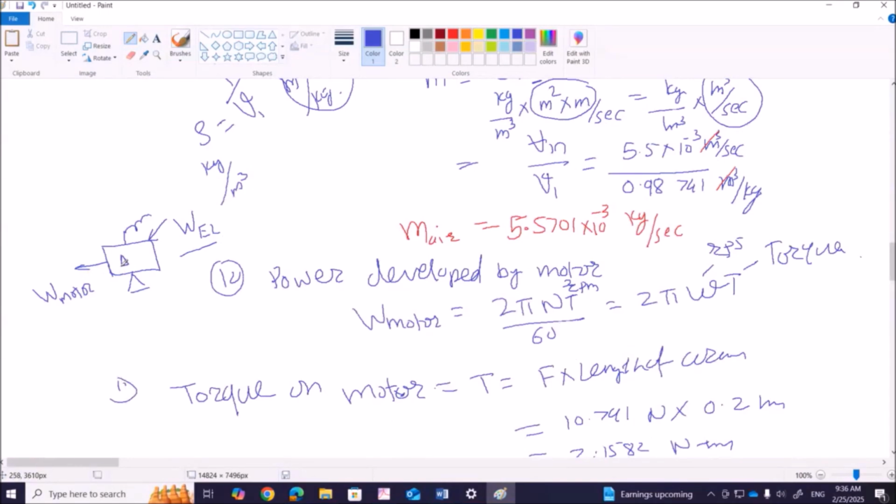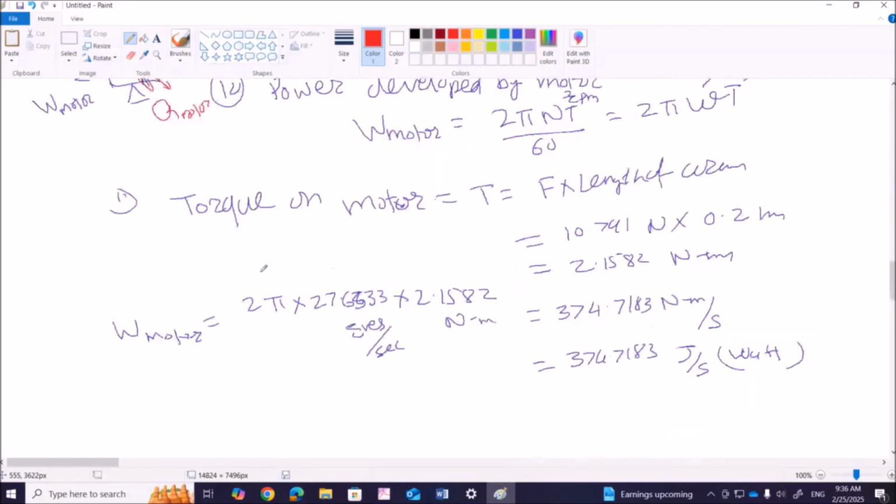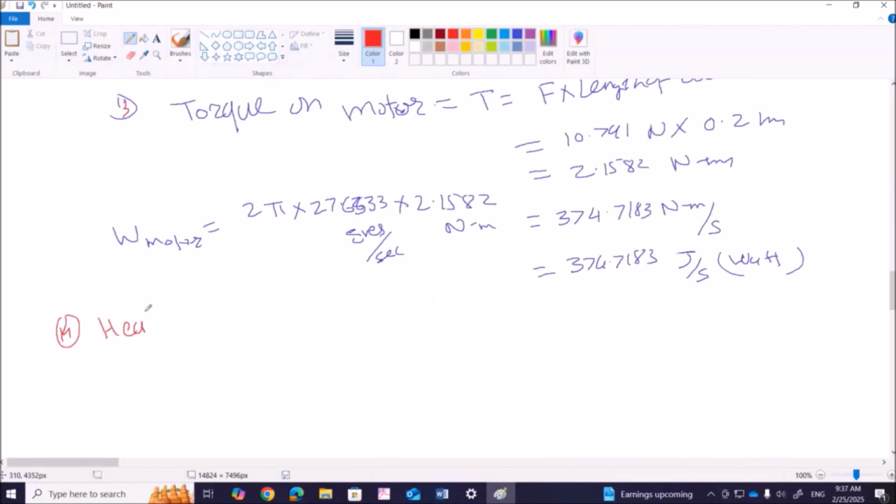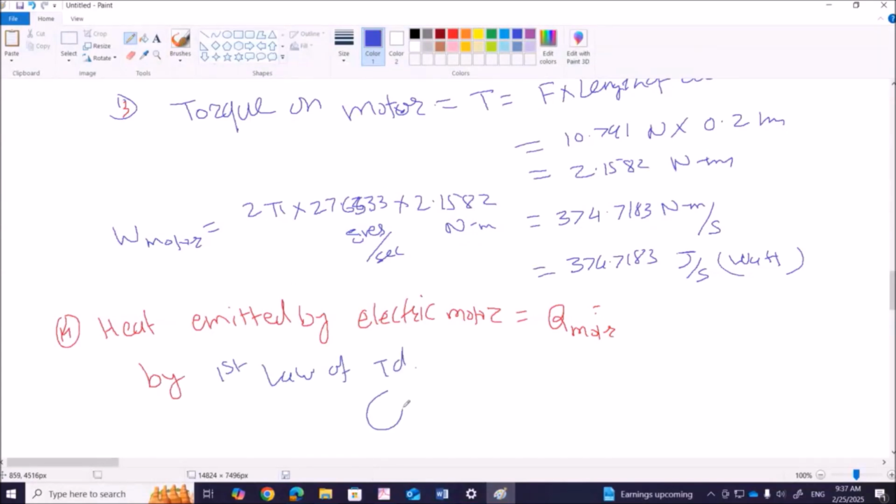I know input, I know output. So by first law of thermodynamics I can find out delta E. So this delta E is nothing but the electric motor will become hot, it will reject the heat to atmosphere, and that is Q motor. So by applying first law of thermodynamics I can find the heat emitted by the electric motor, Q motor. What is the first law? By first law of thermodynamics, this is a system, this is in. What is in here? WEL. Out, W motor. And because it becomes hot, Q motor. So I can write the formula from here.